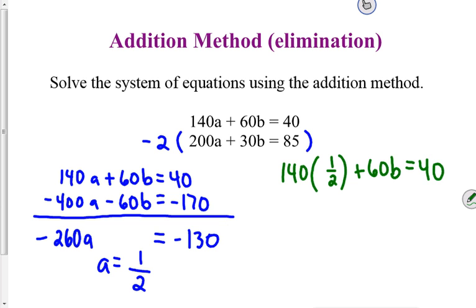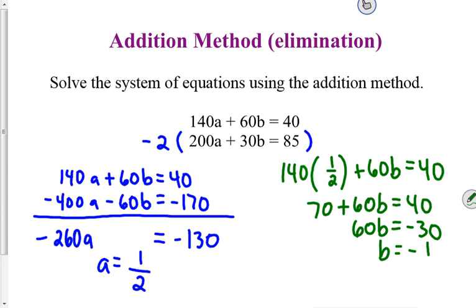Now I can solve for b. Half of 140 is 70. Subtract 70 to the other side. And divide both sides by 60, and I get -1/2. So the solution to this system of equations is the point 1/2, comma, -1/2.